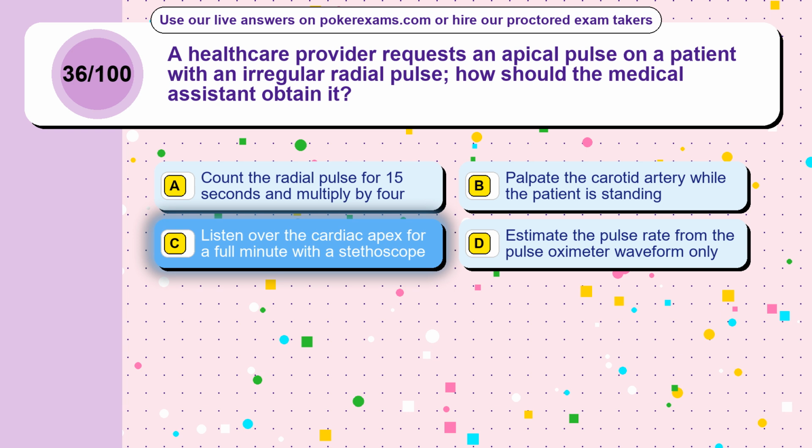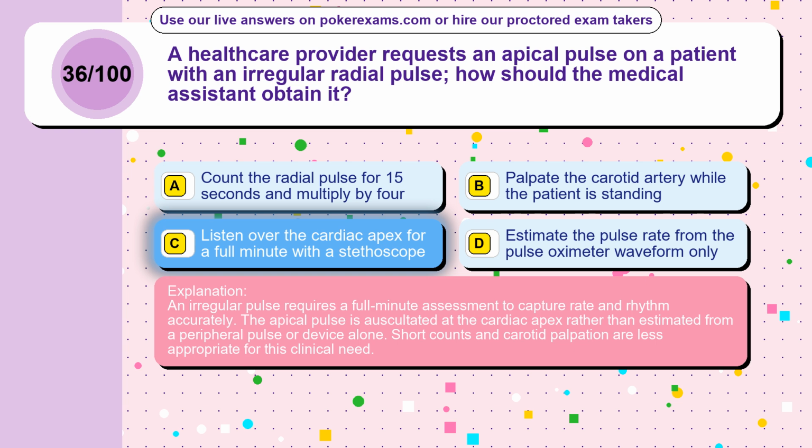The correct answer is option C, listen over the cardiac apex for a full minute with a stethoscope. An irregular pulse requires a full minute assessment to capture rate and rhythm accurately. The apical pulse is auscultated at the cardiac apex rather than estimated from a peripheral pulse or device alone. Short counts and carotid palpation are less appropriate for this clinical need.